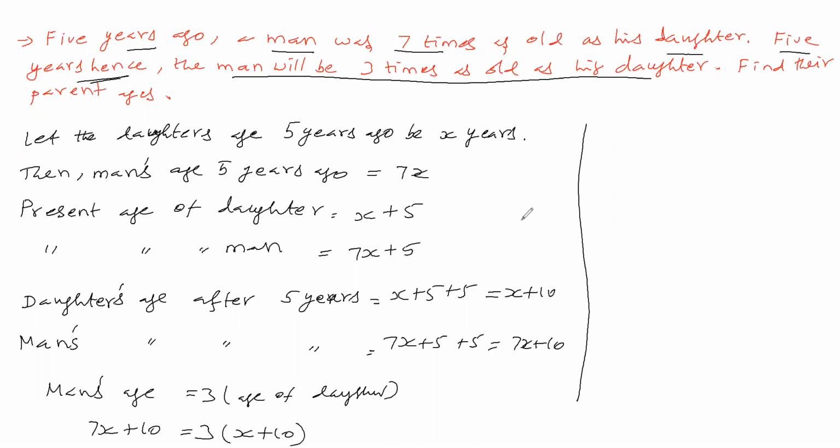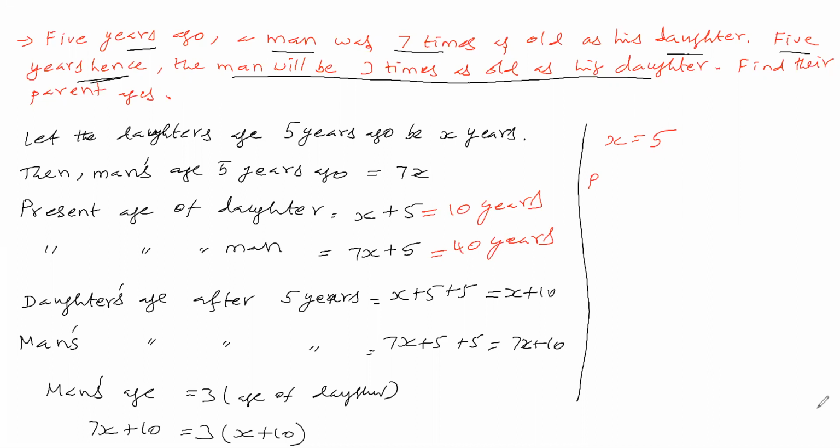From this relation, we will get x. We are simplifying this, and we are getting x is equal to 5. Now we will see the present age of the daughter. We will substitute x is equal to 5, therefore we will get 10 years. We will get the present age of the man: we will substitute x, therefore we will get 40 years. Present age of the man, we got 40 years.